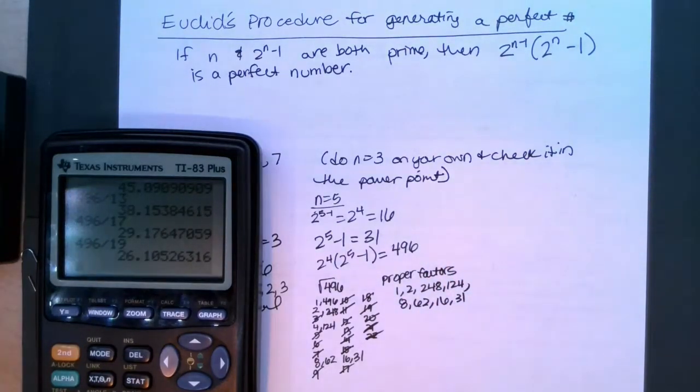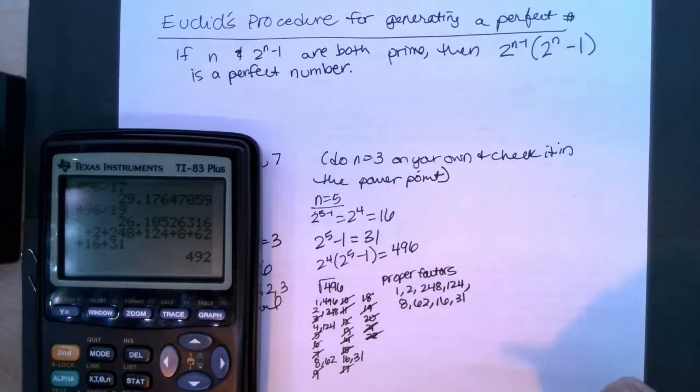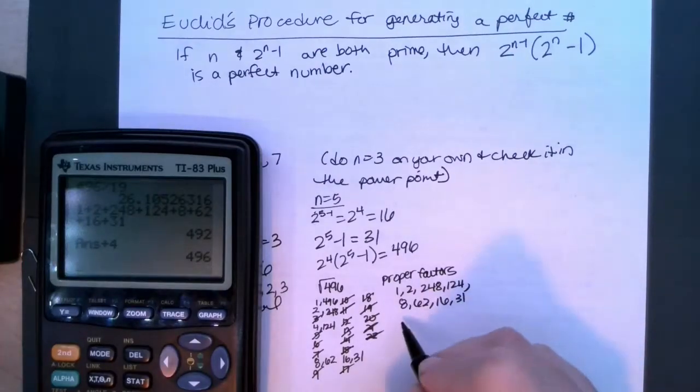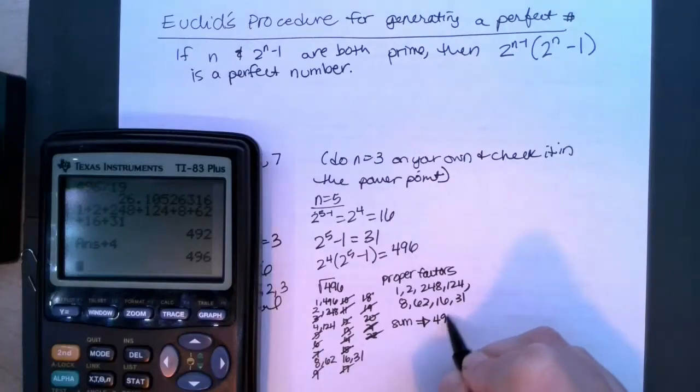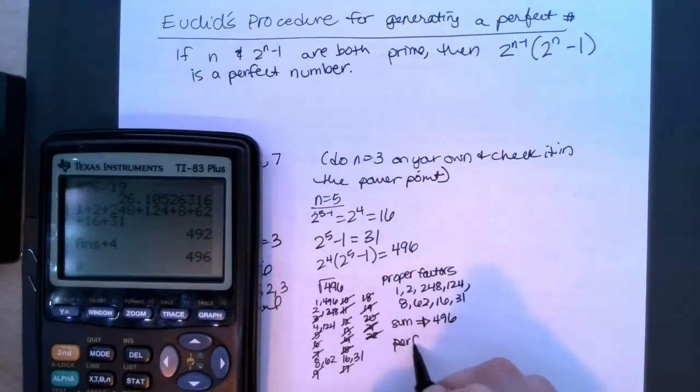Okay, so again, we're not including 496 because 496 is not considered to be a proper divisor. So when we add all of these up, I'm just going to do my calculator. We get 492. Oh, I missed 4. That's why. Okay, so the sum is still 496, so it is perfect.